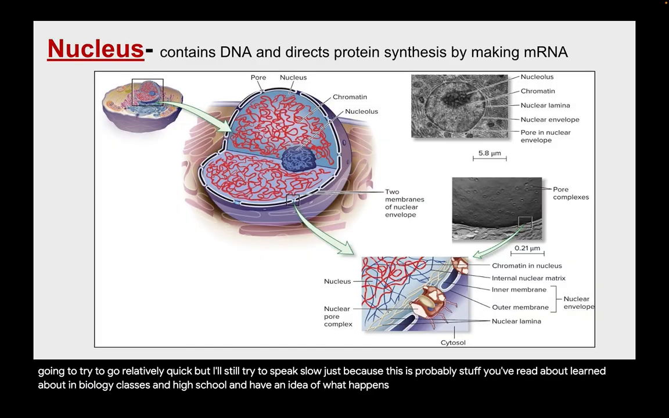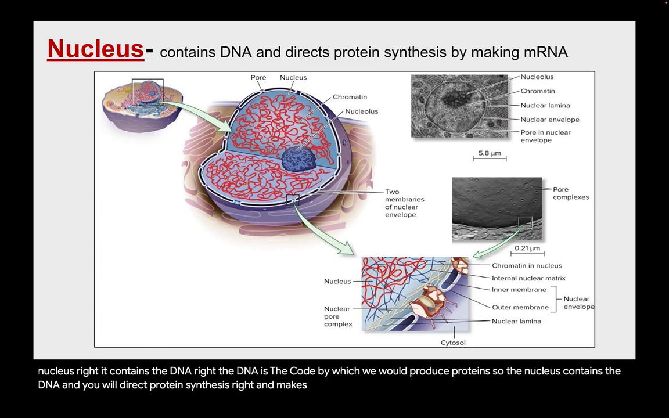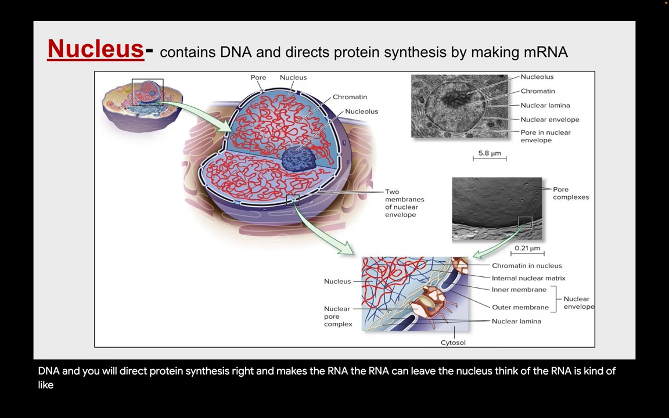So, for example, the nucleus. We've already talked about the nucleus, right? It contains the DNA. The DNA is the code by which we would produce proteins. So the nucleus contains the DNA and will direct protein synthesis, right? It makes the RNA. The RNA can leave the nucleus. Think of the RNA as kind of like if you were mailing a letter, containing a code. That letter is the RNA moving to its next location before it's decoded. All right, so our nucleus contains our genetic material.